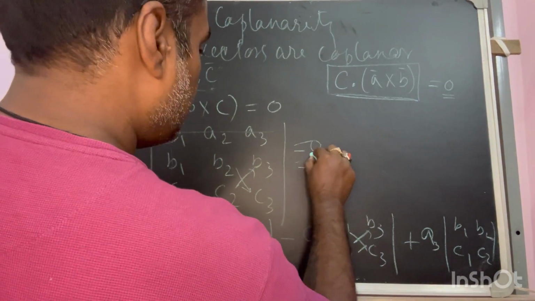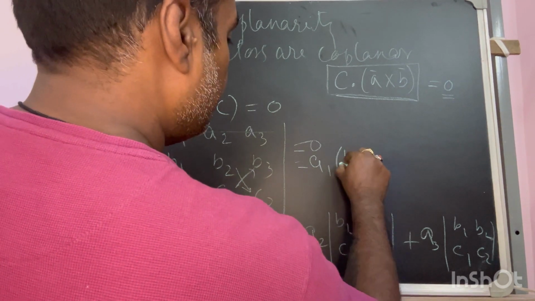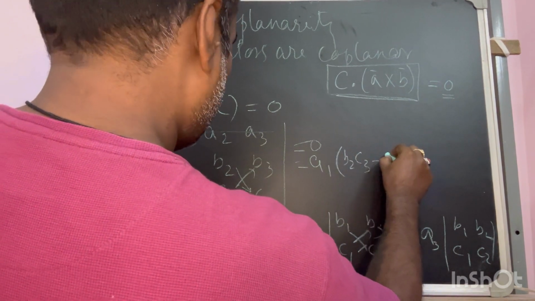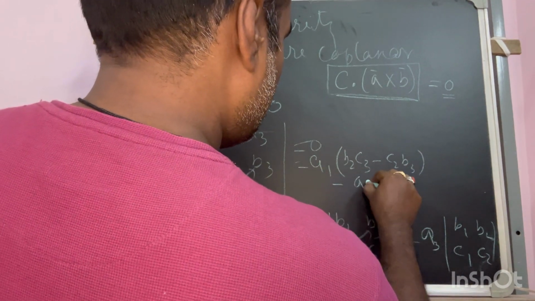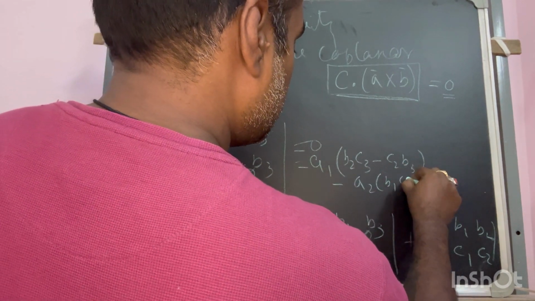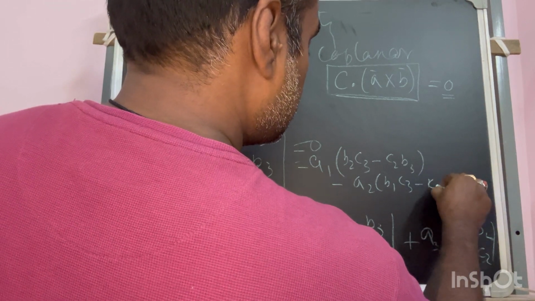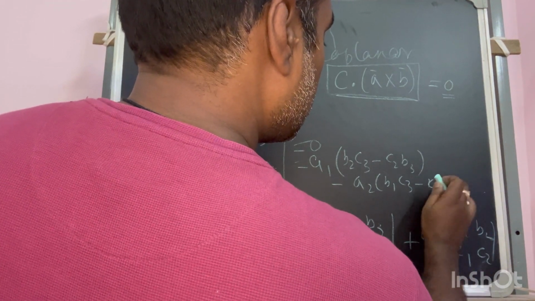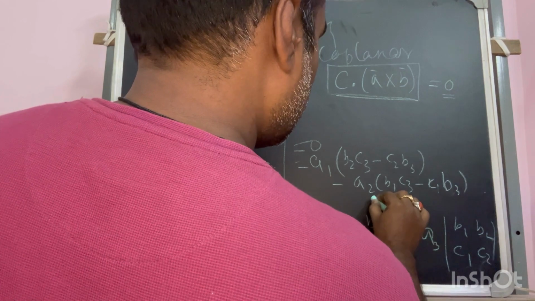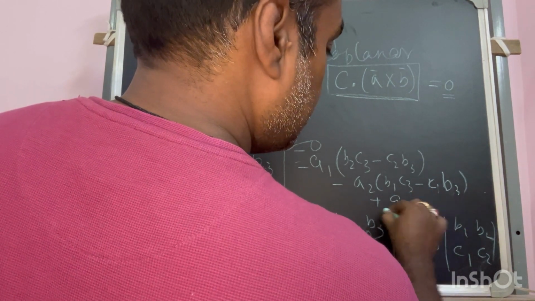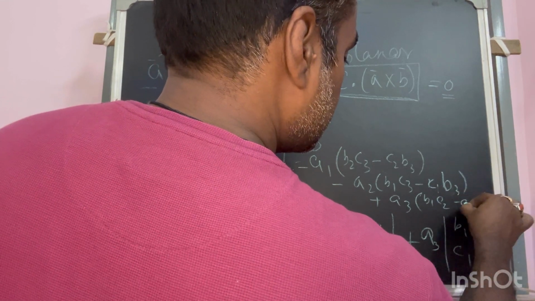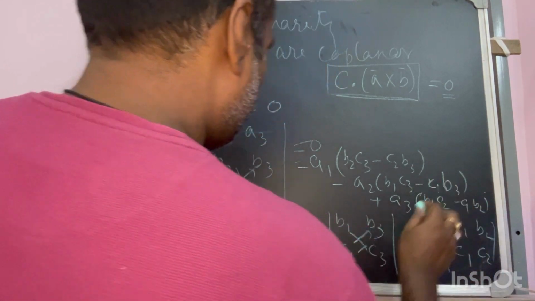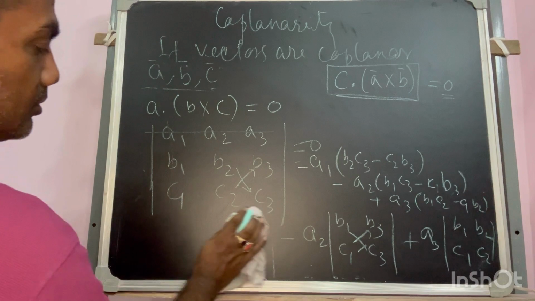So this further you can break by multiplying cross, and in between there will be signs. So what will be there? A1, B2, C3 minus C2, B3, minus A2, B1, C3 minus C1, B3, and the last one is A3, B1, C2 minus C1, B2. This will be the end calculation.